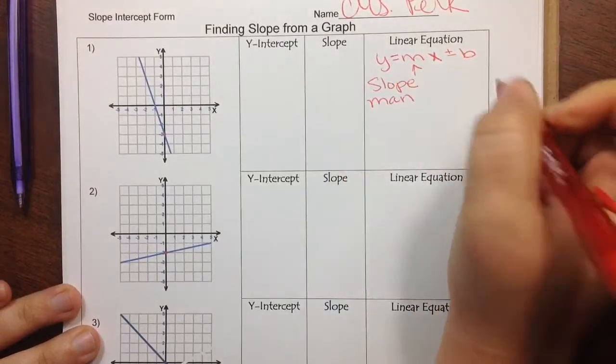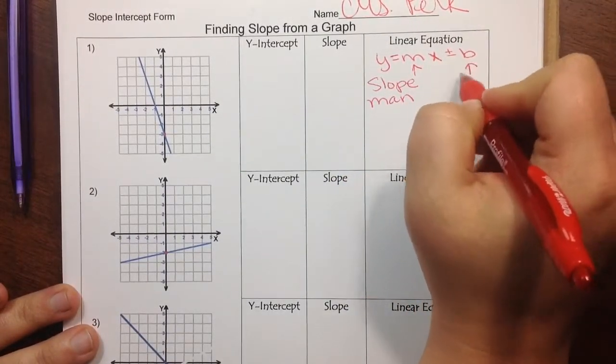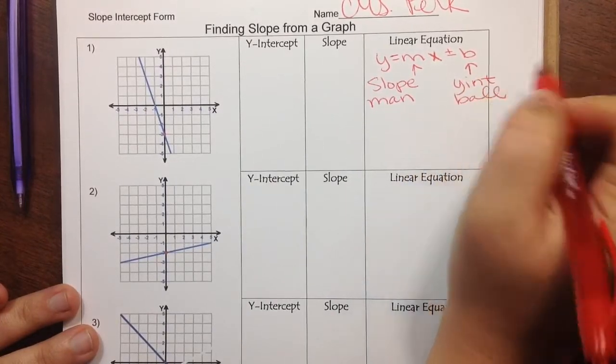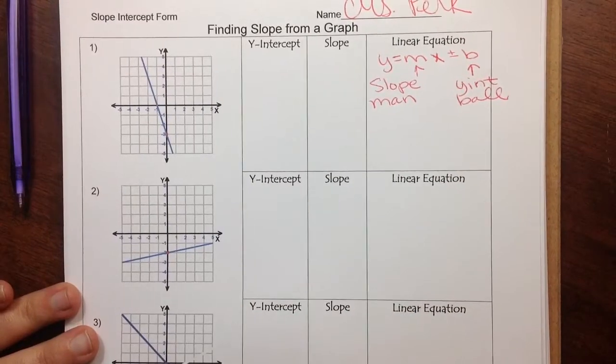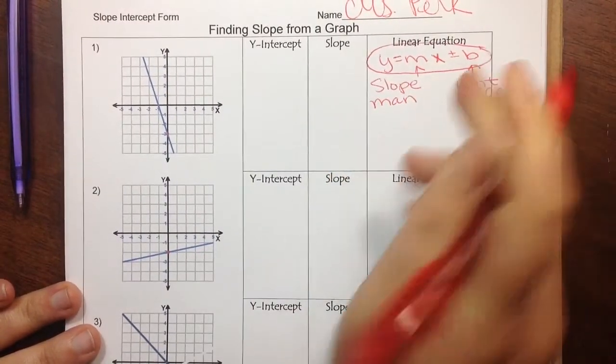And so that's your receiver. He's going to go up or down and side to side. The b is the y-intercept, but for us, we're going to say it's the ball, and it's on the yard line. So as long as it's in this formula, we should be good.